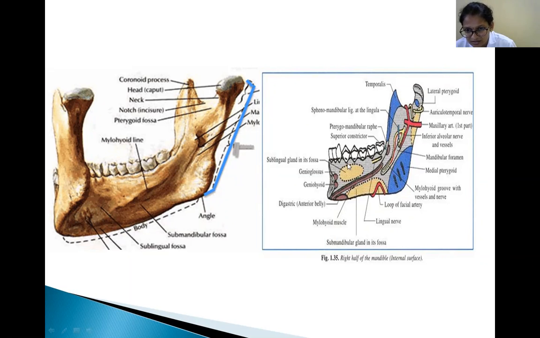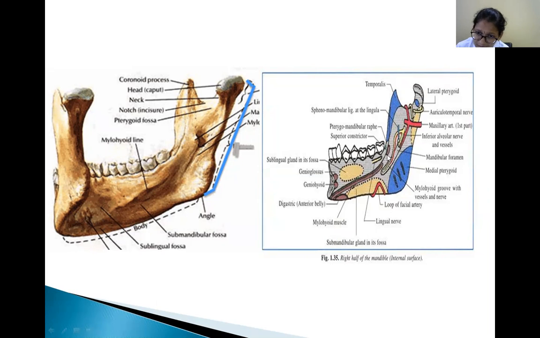And next, this is about the inner surface of the body. Behind the third molar teeth and posterior part of the mylohyoid, in between these two, you are going to see a lingual nerve. The lingual nerve will be related between the third molar teeth and the posterior part of the mylohyoid.